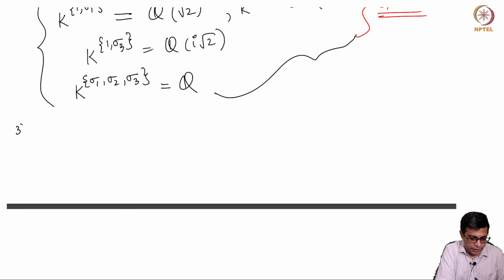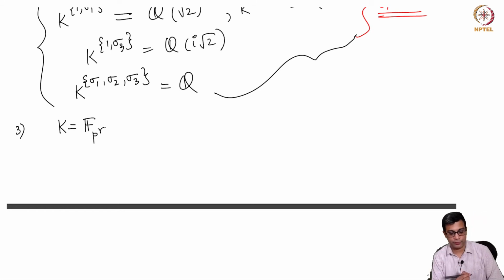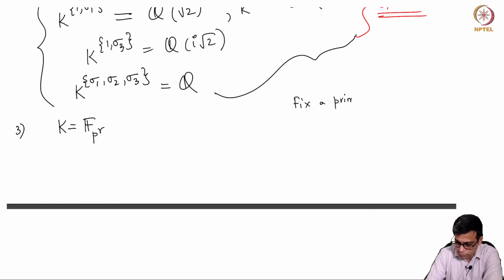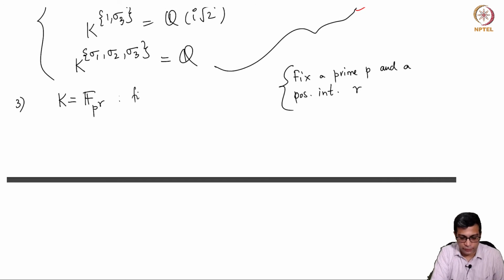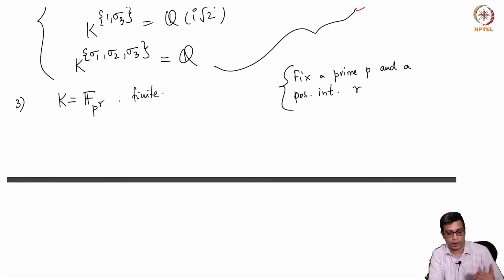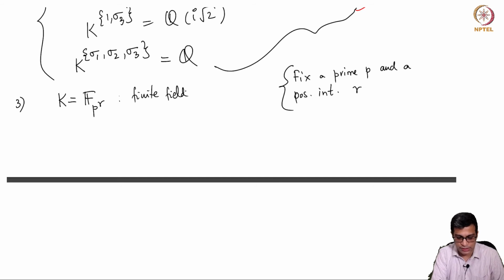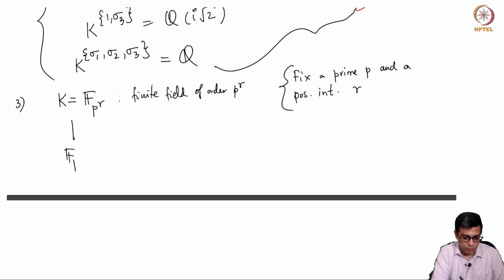Okay, so let me quickly do a third example, which is going to be a very important example for us later on. Let's take K to be F_{p^r}. So fix a prime p and a positive integer r, and this is the finite field. There is only one finite field of order p^r up to isomorphism. So this is denoted by this, and of course this sits above its prime field, which is the finite field of order p.